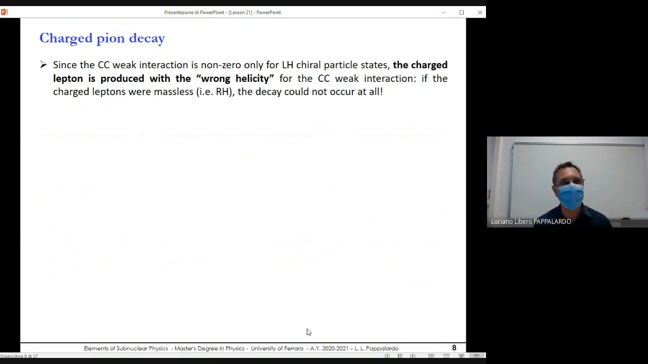And if the electrons or the muons were massless, then helicity coincides with chirality, so they would have been produced as right-handed fermions, which do not exist and cannot couple with the weak interaction. So in that case, the pion could not decay at all. It can decay because electrons and muons are massive, and so the helicity does not exactly correspond to the chirality. So there is a small chance for the pion to decay due to the fact that both electrons and muons are massive. And the chance is much higher, now we understand, because the mass of the muon is much larger than the mass of the electron.